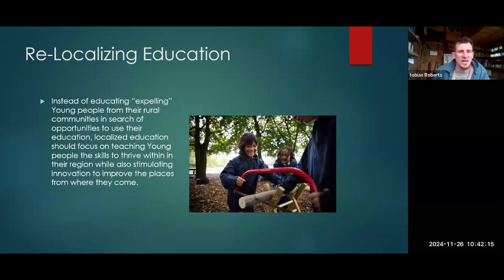Instead of an educational system that expels young people from the rural communities in search of opportunities to use their education, we should be investing in localized educational institutions that focus on teaching young people skills to thrive within the region while also stimulating innovation to improve the places from where they've come. This is about completely redefining, I think, how education is conceptualized.